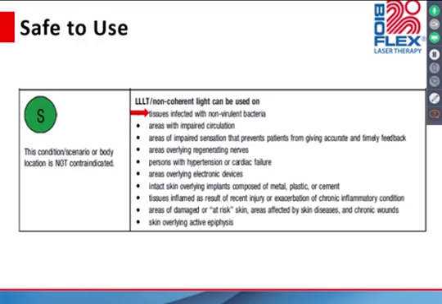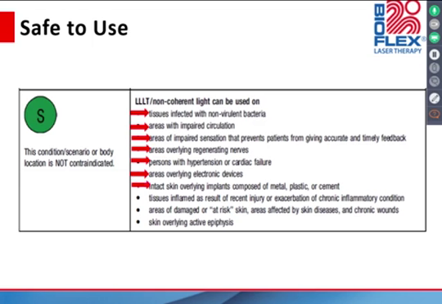Okay, now the conditions where it's considered safe to use. For example, tissues infected with non-virulent bacteria is okay. Areas with impaired circulation is fine to use. Areas of impaired sensation, again, because it's not causing a heating effect, it doesn't pose a problem. Obviously, areas overlying regenerating nerves, this can be very helpful. Patients with hypertension or cardiac failure, areas overlying electronic devices like pacemakers and so forth, that's considered safe. Again, remember this is light energy, not electrical energy.